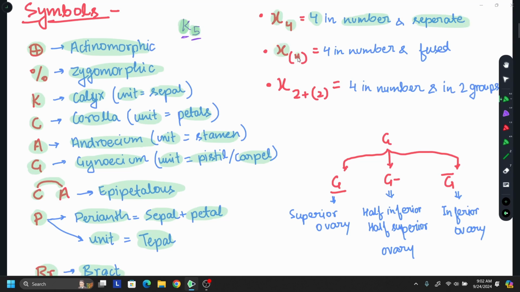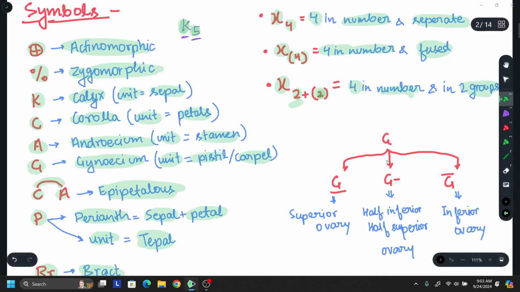If we write X and 4 in the bracket, the number is still 4, but they are fused to each other. Similarly, if we write X 2 plus 2, now this 2 is outside the bracket, so there is no fusion here. So there are total 4 in number, and 2 are not fused, but the other 2 are fused. Also, when we write 2 plus 2, this means there are 2 groups of petals or sepals or androecium, gynoecium, whatever it is. You can write calyx, corolla, androecium, gynoecium in the place of X here. X is just an example, X does not mean anything.